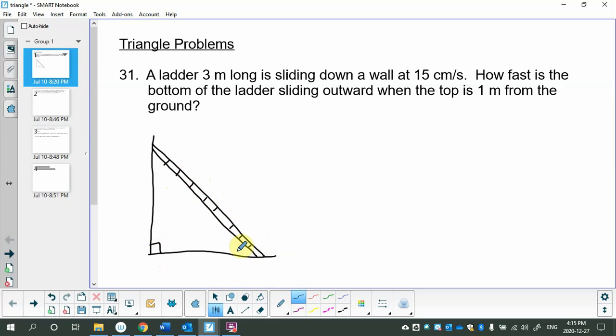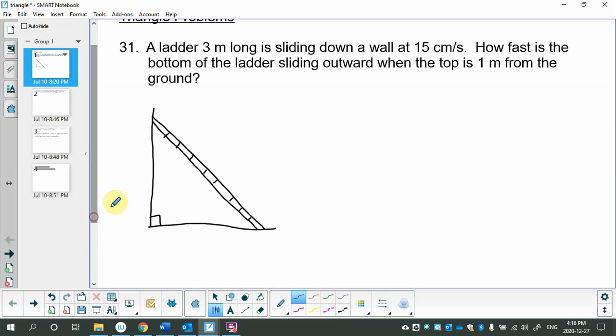Okay, so I am going to call this side here X because it is in the X direction. I'm going to call this side Y, and I'm going to call this side H for the hypotenuse. And it says that the ladder is 3 meters long. So this is 3 meters. It's sliding down a wall at 15 centimeters per second.